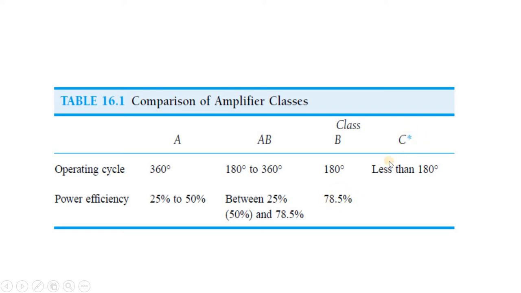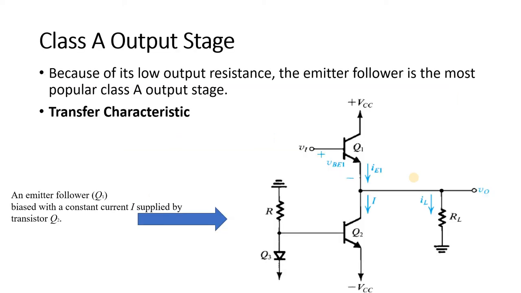And then the class C amplifier: it conducts for less than half a cycle, only a portion of the half cycle appears at the output. So the conduction angle, or operating angle, is less than 180 degrees. Next is the class C output stage.